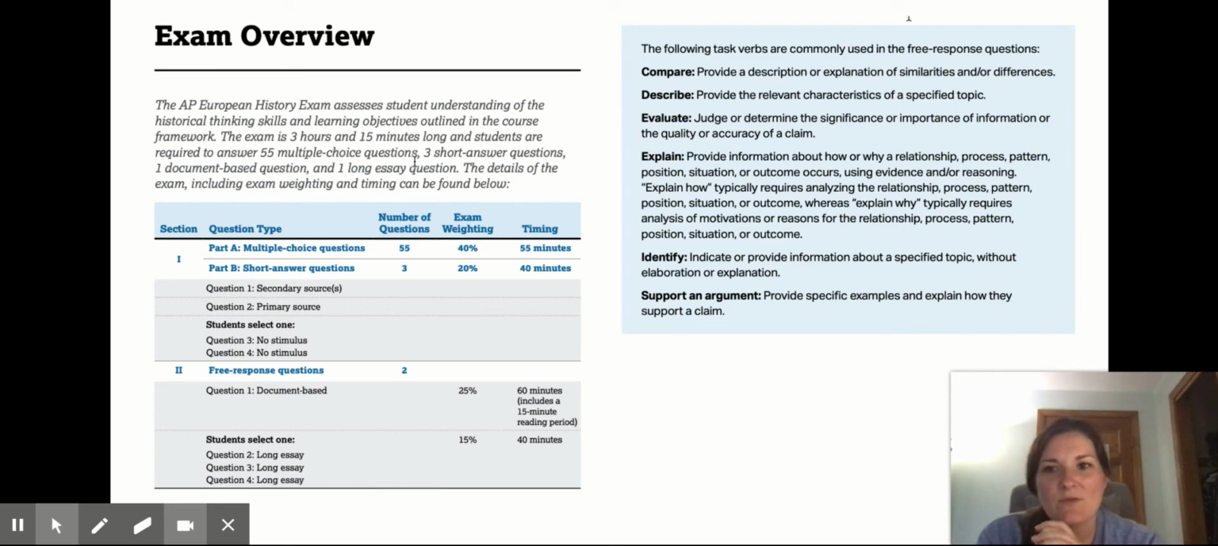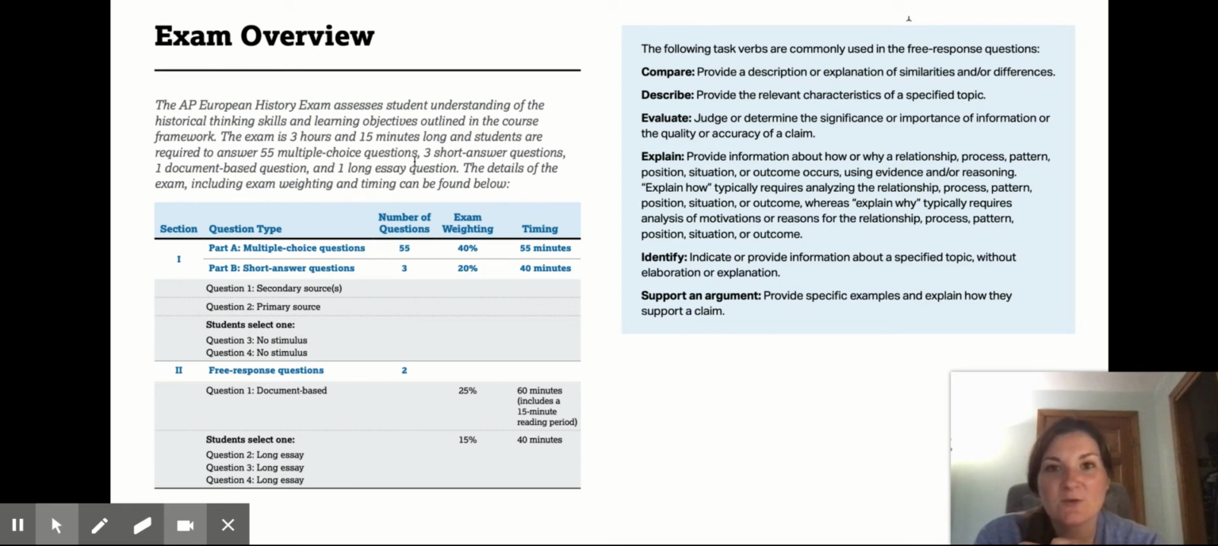Now, on to the exam overview. So the exam will, of course, be in May, and it's 3 hours and 15 minutes. It consists of 55 multiple choice questions, 3 short answer questions, and 2 free response questions. The multiple choice are definitely a lot different than multiple choice questions you have seen in the past. They're called stimulus-based questions. They're going to assess contextualization, evidence, and sourcing, and all those other historical thinking skills that I talked about before. That is going to weigh for approximately 40% of the exam.